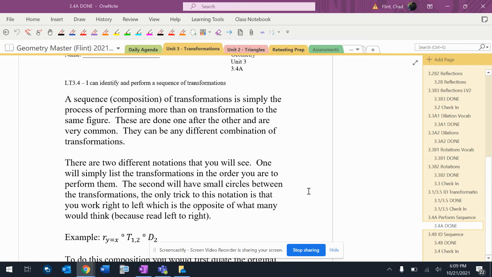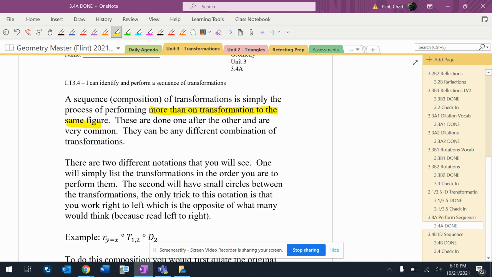All right, so the final thing that we have to be able to do is both perform and identify a sequence of transformations. And what that means is more than one transformation on the same thing, one after the other. So maybe you do a translation and you get a new figure, and then you reflect that figure. Okay. So it can be any different combination of them.